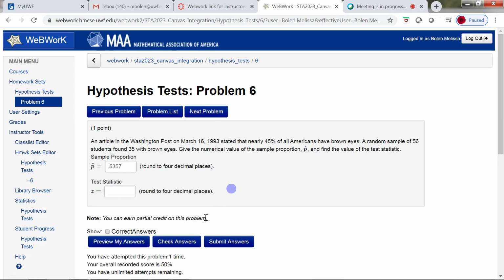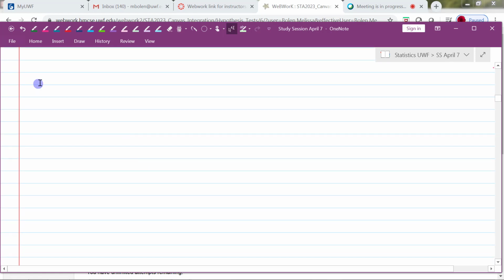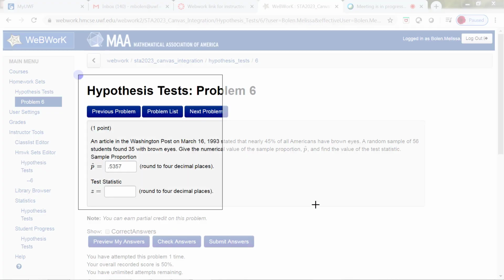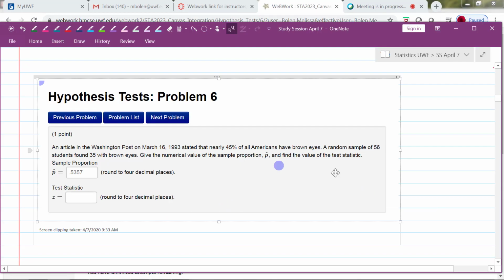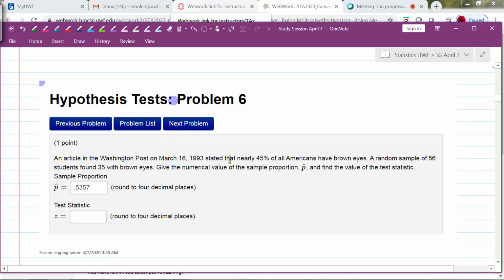The next problem says, let me just go ahead and insert this into the notebook. Insert screen clipping. Oh, I already have part of the answer in there. Sorry, we'll go through the calculations though. It says in an article of the Washington Post on March 16th, it stated that nearly 45% of all Americans have brown eyes. A random sample of N equals 56, that's what that tells us, 56 students found that 35 have brown eyes.